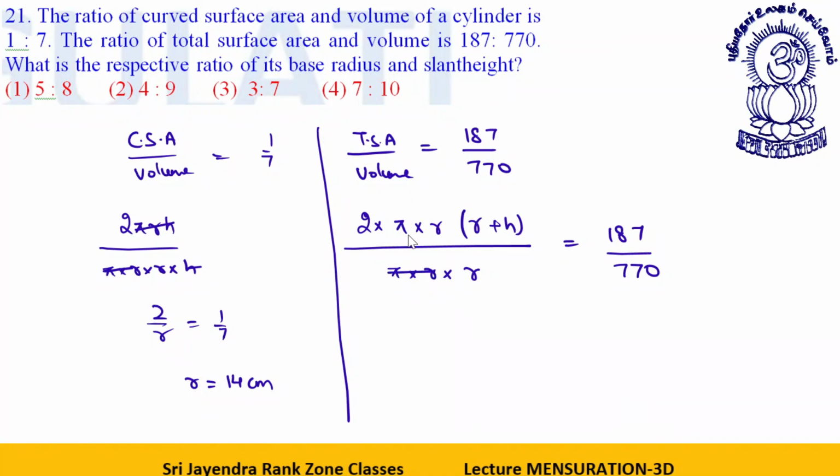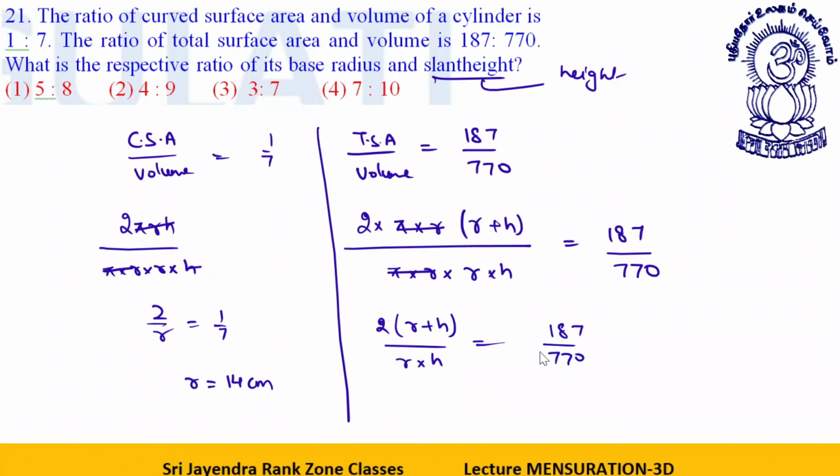Whatever you can cancel, you cancel. Pi R and pi R cancel. So far clear. Total surface area and volume is this. What is the ratio of its base radius and slant height? Slant height is nothing but the height in case of a cylinder. So far we have got these things. Now 2 into R plus H divided by R into H is equal to 187 by 770.